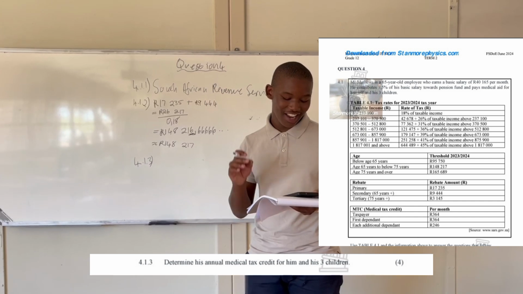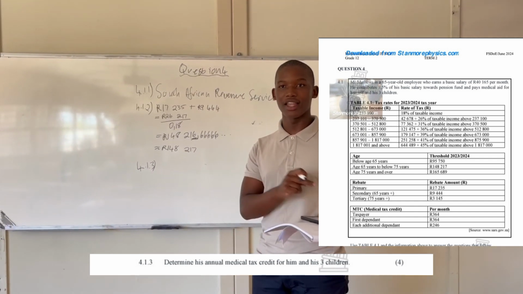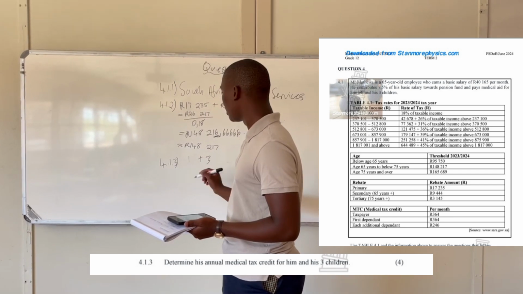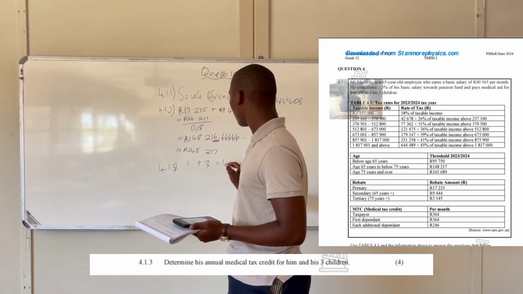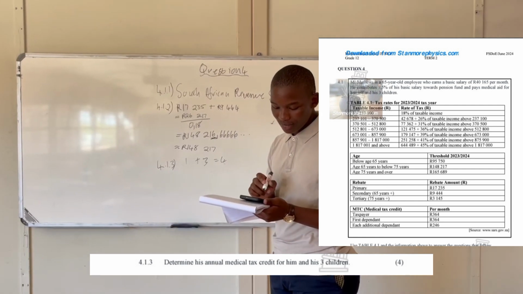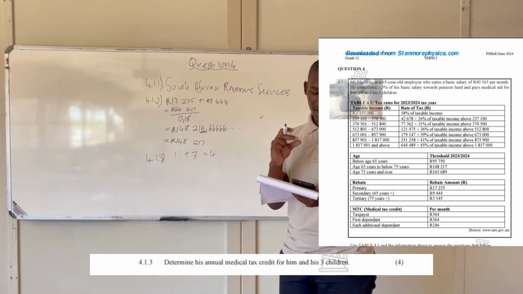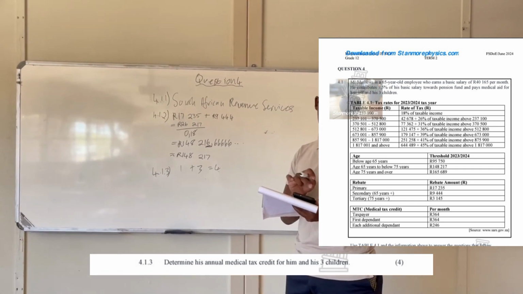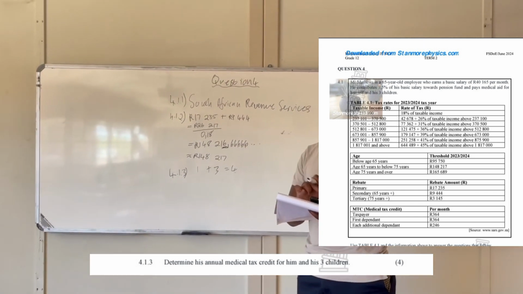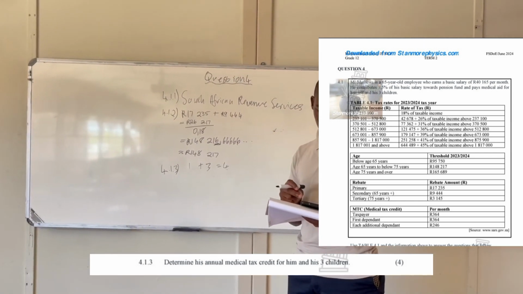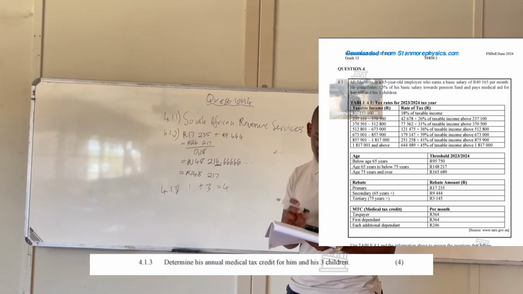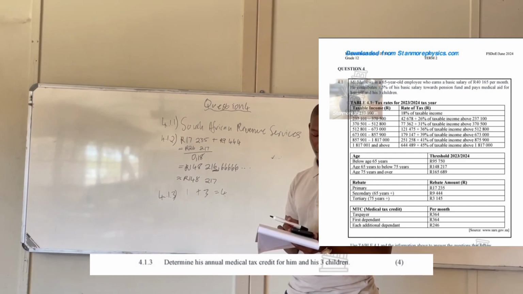Determine his annual medical credit for him and his 3 children. So it's for him and his 3 children. So that means there are 4 of them on this medical credit, right? So let's look at the medical credit column. It says the taxpayer is 364 Rand per month. The first dependent is 364 Rand per month, and each additional dependent is 246 Rand per month.